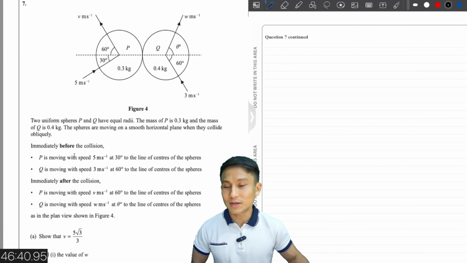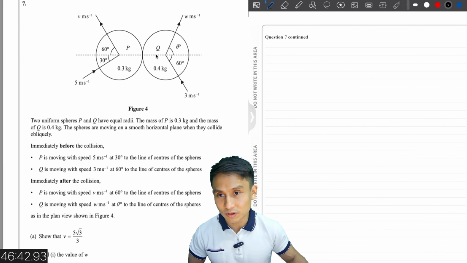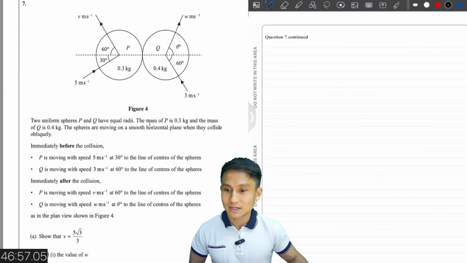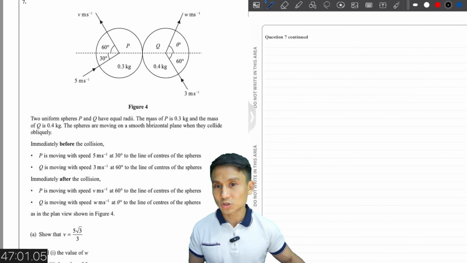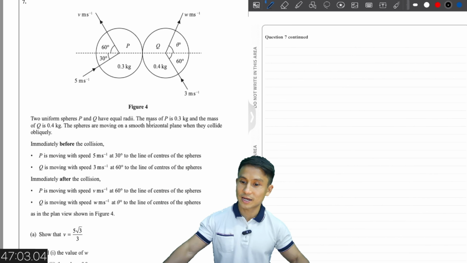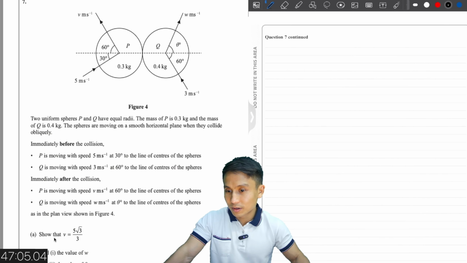Okay. Immediately before the collision, P is moving with the speed 5, yeah, as we can see in the diagram, 30 degrees. Q moving speed 3, 60 degrees. Everything is shown in the diagram. After the collision, they have V here and W here, good, as in plane view shown in figure 4. So this is basically from the top view, yeah. A show that V is that.